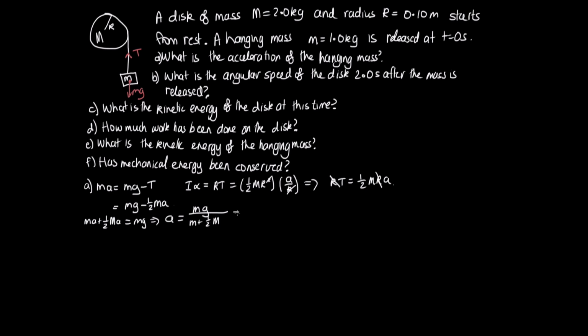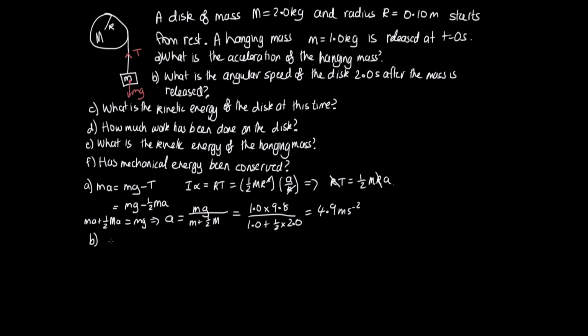So this is now something that we can evaluate, as in the question we've been given all of these. So the mass of the hanging mass was 1 kilogram, so we've got 1 times 9.8 over 1 plus a half times the mass of the disc, which was 2 kilograms. So we're doing 9.8 divided by 1 plus 1, which is 2. So this gives us 4.9 meters per second squared as the acceleration of the hanging mass.